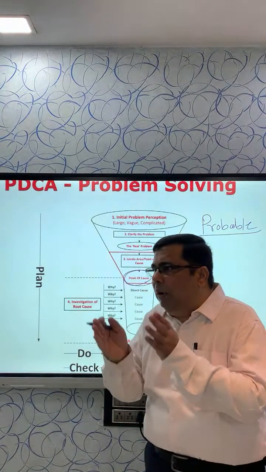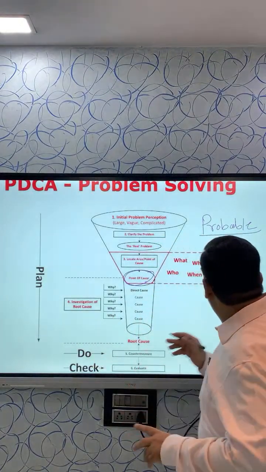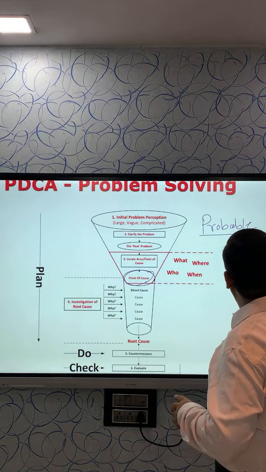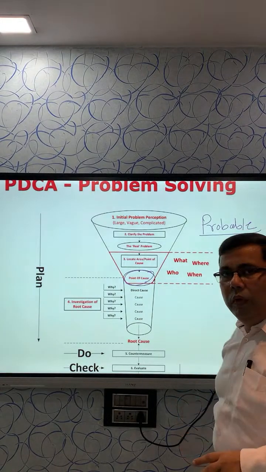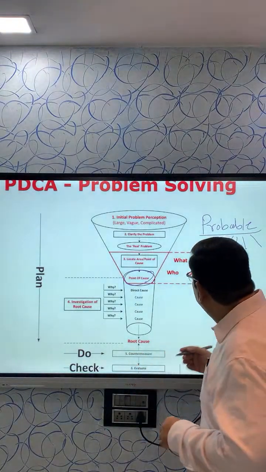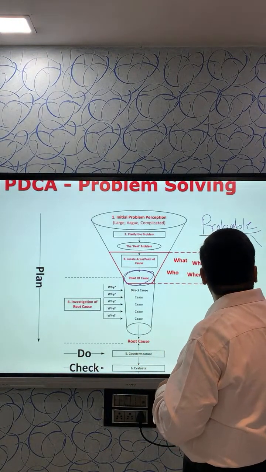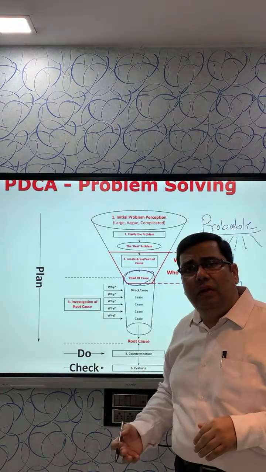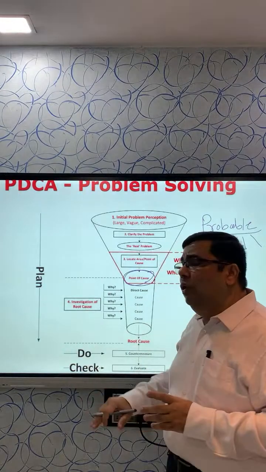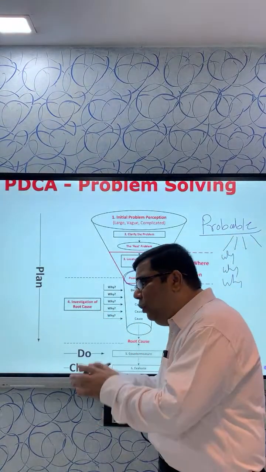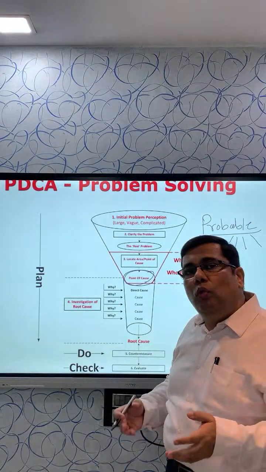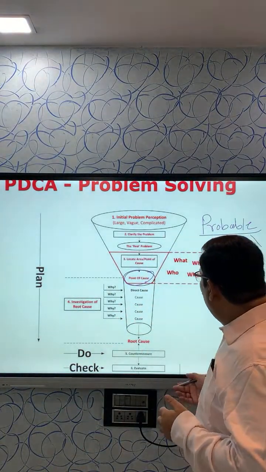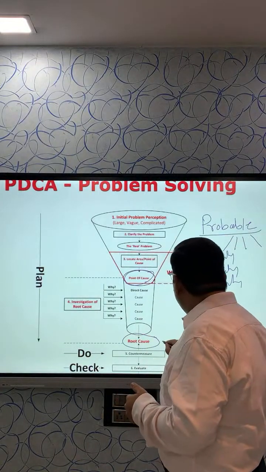Once you got the probable cause, there will be not only one cause, there may be multiple causes. Then you have to ask, why? Why is this a problem? Why did this happen? Why did this happen only in this product? Why did this problem happen only with respect to this machine? Why not the other? Go on asking the question, why? And then you will get a root cause.